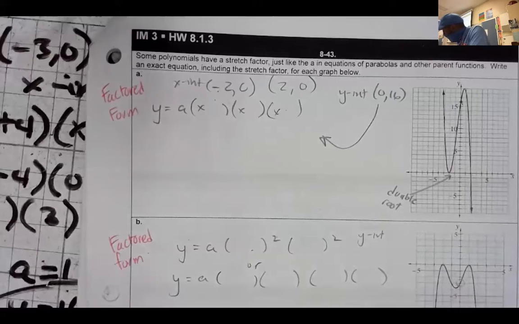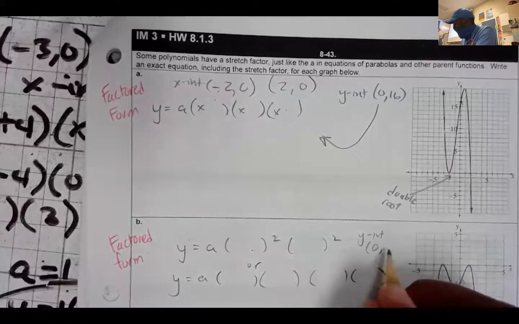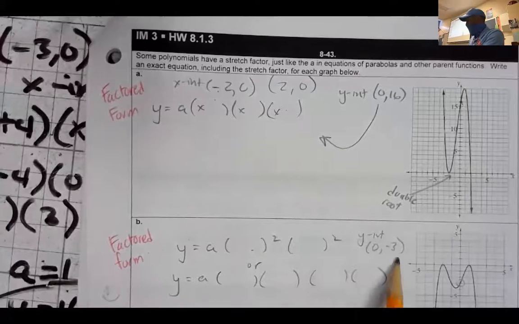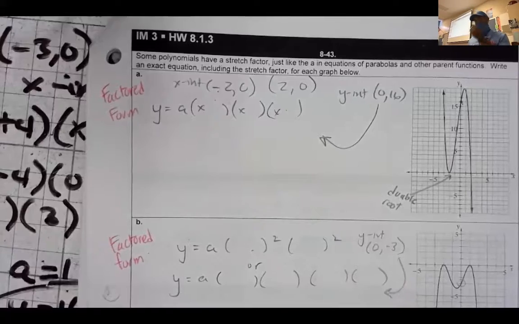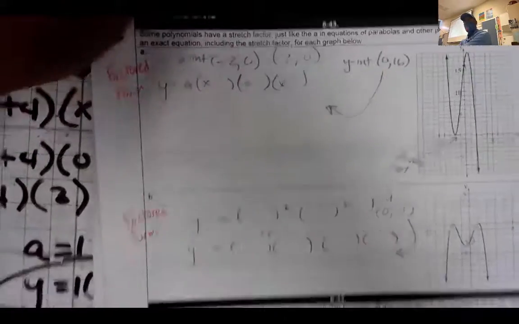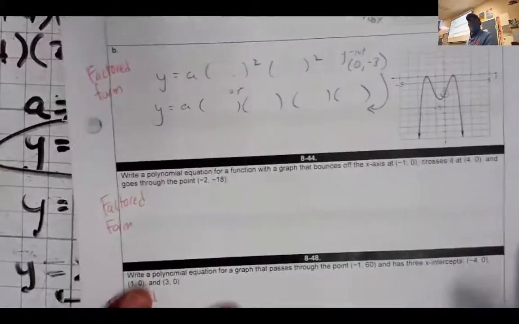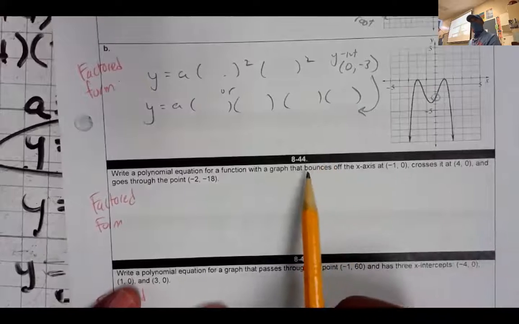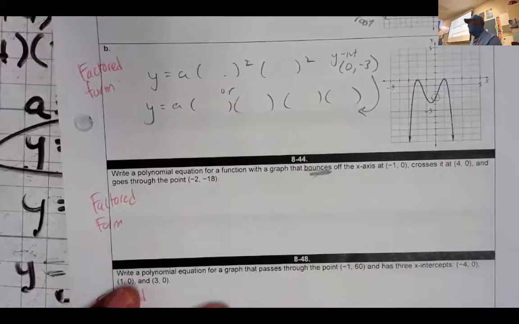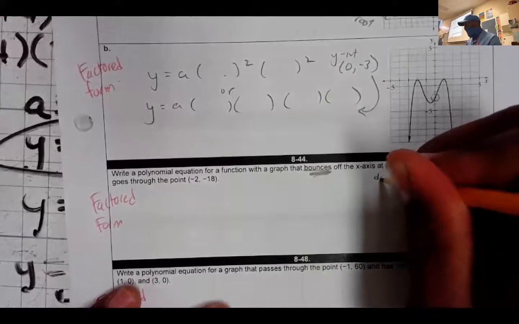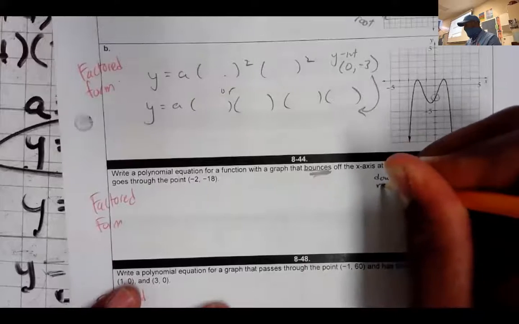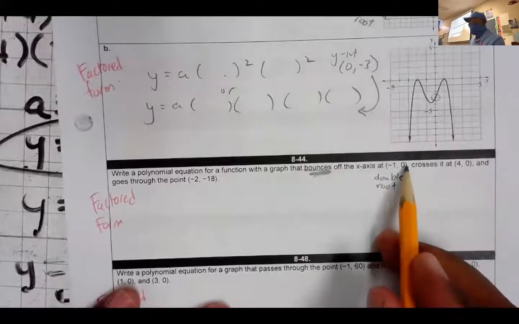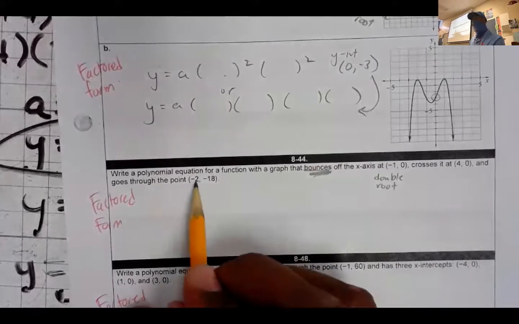It's right there at -3. So here we'll plug in 0, -3. Okay. So here you can see it tells you it bounces off at the x-axis. So right there, that's a double root. So you'll know for that one, I got to repeat it or put the square on that one. Okay, there's the point they're going to give you.